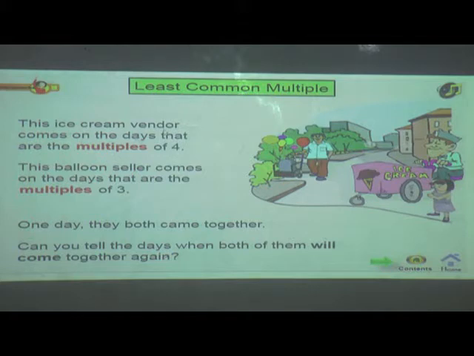This ice cream vendor comes on the days that are multiples of 4. As we have seen in the earlier class also, it was a story that a girl was waiting for the ice cream vendor, but he said that he comes on every 4th day. So the ice cream vendor comes on the days that are multiples of 4.